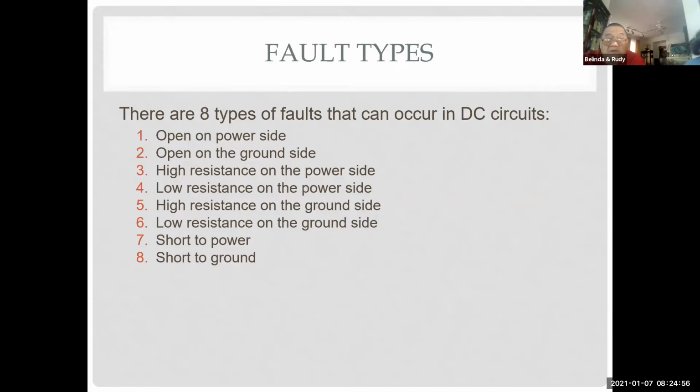Oh, you can do short to the ground. It's already in the ground. Right. So, for example, if my ground wire is shorted to ground, no one's going to diagnose that because that would be what? Low resistance to ground. Who cares? I have an extra ground.